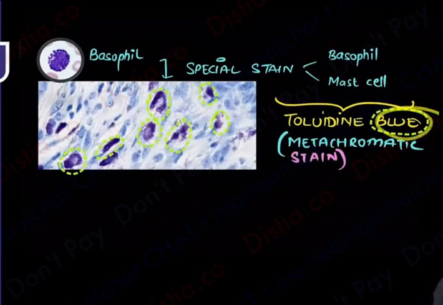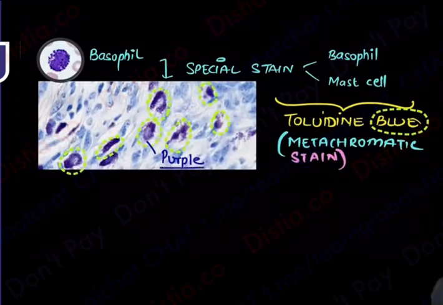Same way, that is a metachromatic stain. It's showing a different color than what it is. It's blue in color, but it's showing a purple color over here. That is a metachromatic stain. Always remember that two-faced topper of your class.